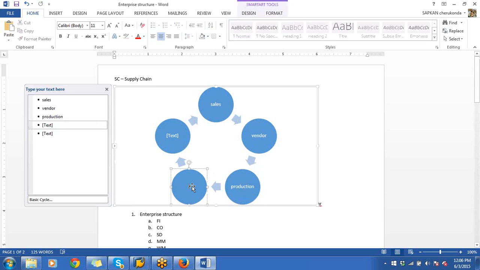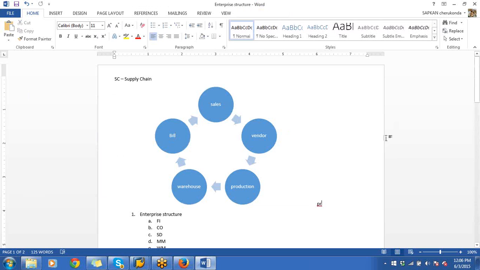Then you may put it in a warehouse or distribution center or showroom. Then from there you deliver to your customer. Then you bill the customer. This goes on, right? So that is called supply chain. And we need to manage this, which is supply chain management.